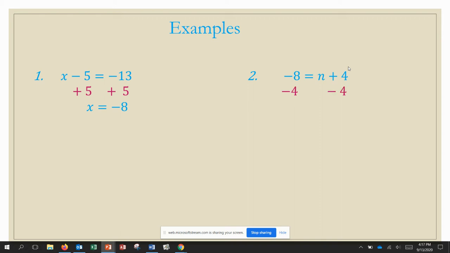And if we subtract 4 from the right-hand side, we have to subtract 4 from the left-hand side. Negative 8 minus 4 equals negative 12. So your answer is n equals negative 12. I do want you guys to know that you will see it written as n equals negative 12, and that is how you should write it.